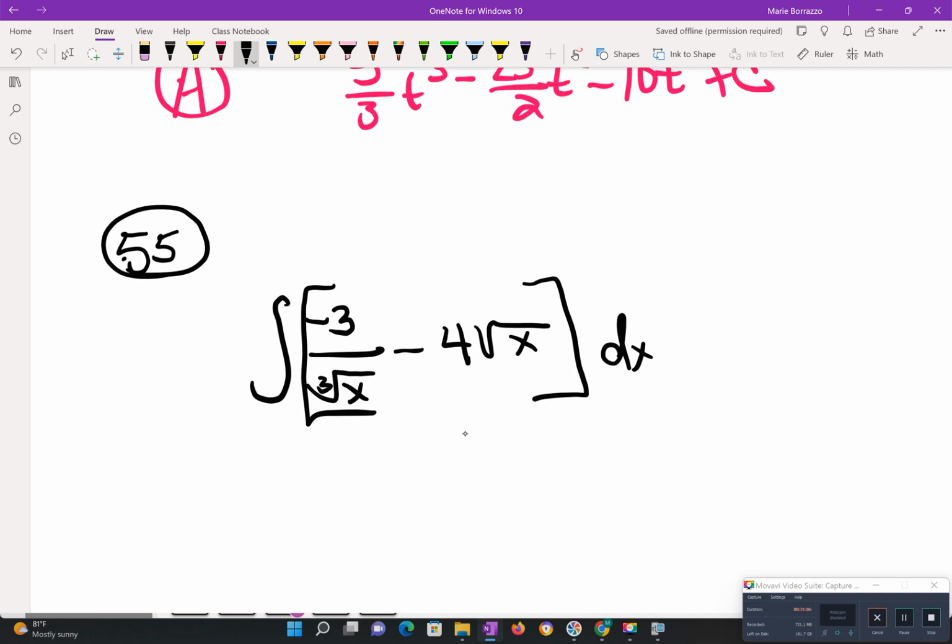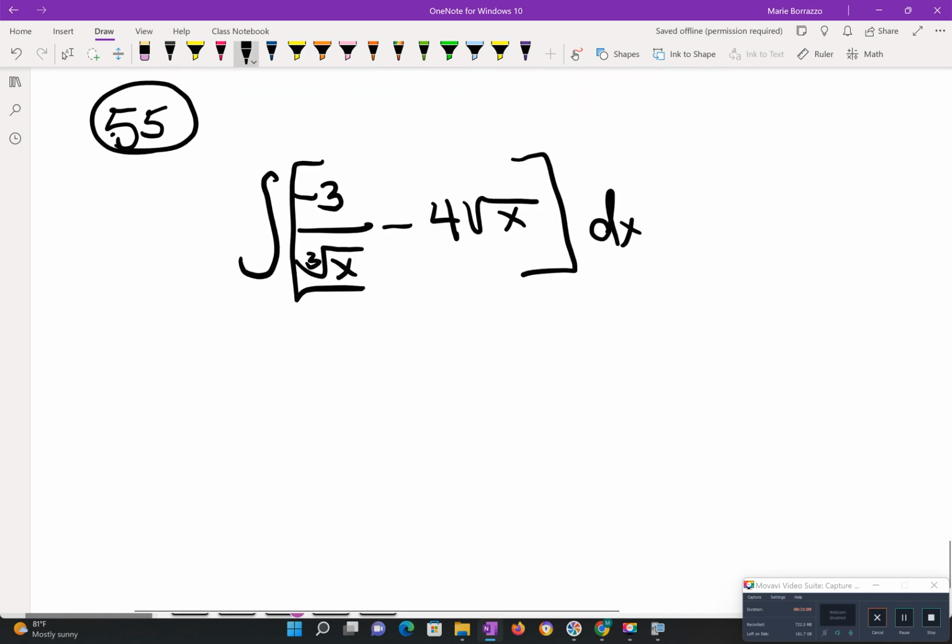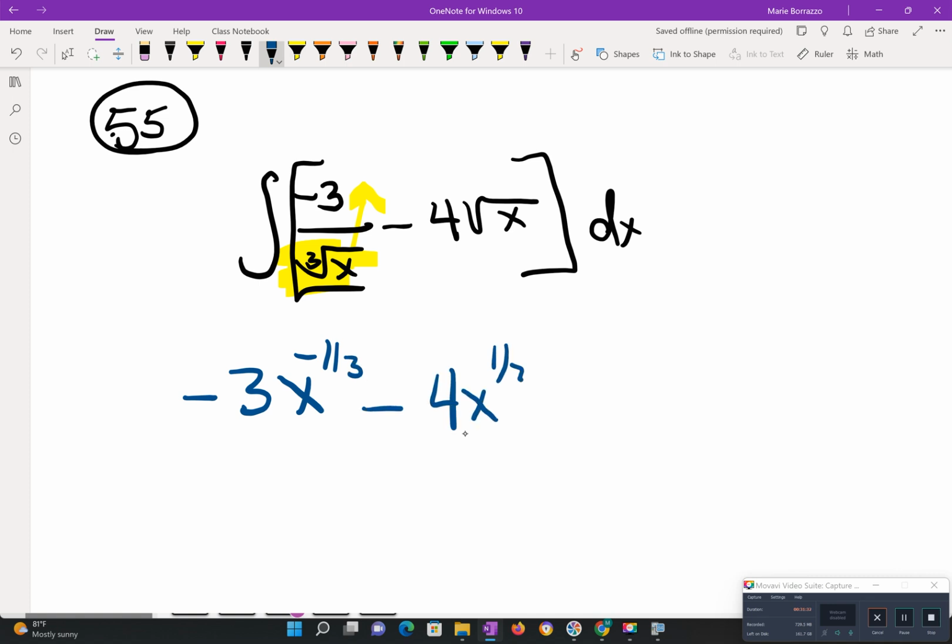And so step by step, we're going to bring this part of the equation up. This is going to come up. And so you're going to have negative 3x to the negative 1/3 minus 4x to the 1/2. And remember, we're adding 1 to the exponent and dividing by what's left over. So this is actually, since we're adding 3 over 3 to negative 1/3, this is really 2/3.